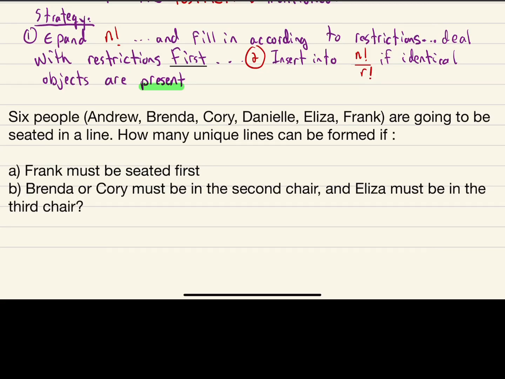So the first problem reads, 6 people, Andrew, Brenda, Corey, Danielle, Eliza, and Frank, are going to be seated in a line. How many unique lines can be formed if Frank must be seated first? So here, the fact that he has to be seated first, this is your restriction. Now, there is nothing that says in this question that repetition is allowed, so we're going to assume that repetition isn't allowed.